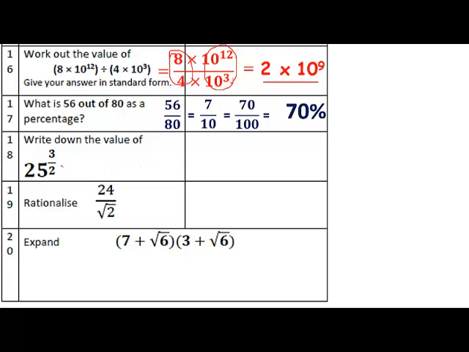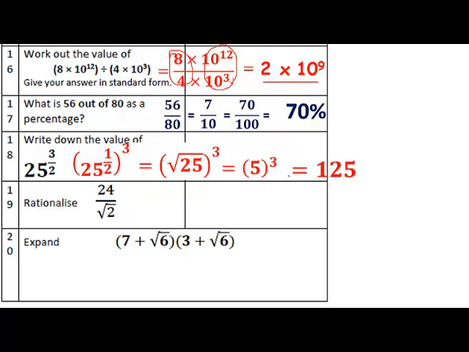Okay, question 18. Write down the value of 25 to the power of 3 over 2. This is similar to the one in set B, right? You need to keep the half inside and the 3 outside. So that's going to become 25 to the power of a half, which means square root of 25. The square root of 25 is 5. 5 cubed is 125.